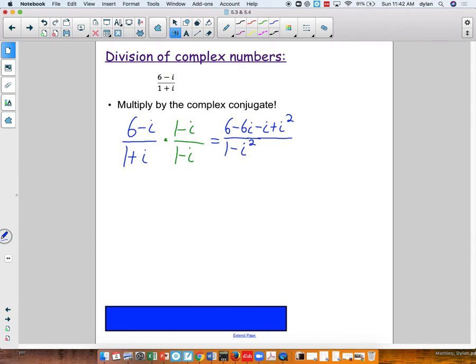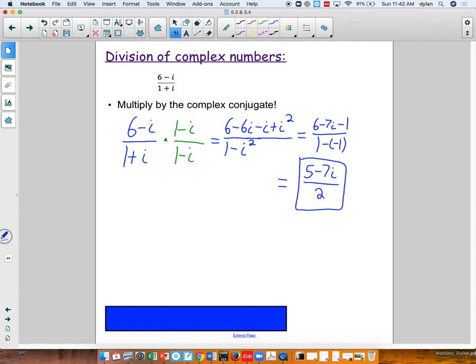And so if we want to simplify the top and bottom here a little bit, on the top we have 6 minus 7i minus 1, because i squared is negative 1. And on the bottom we have 1 minus negative 1 for the same reason. So really we're looking at 5 minus 7i over 2 as our answer. And this is a valid answer because it no longer has imaginary numbers in the denominator.